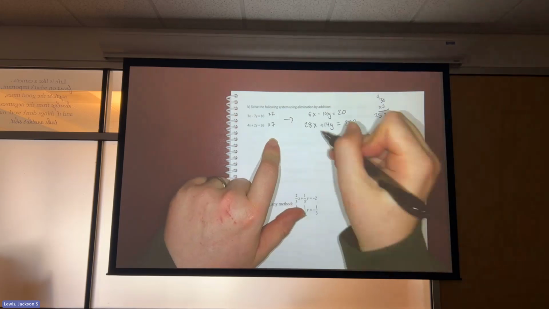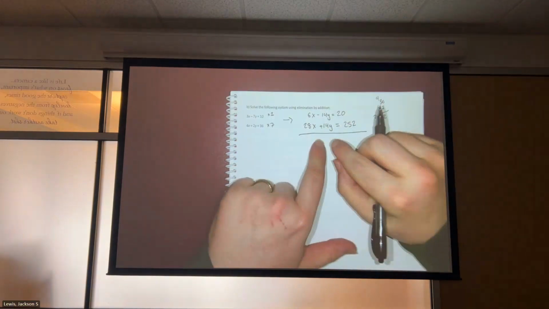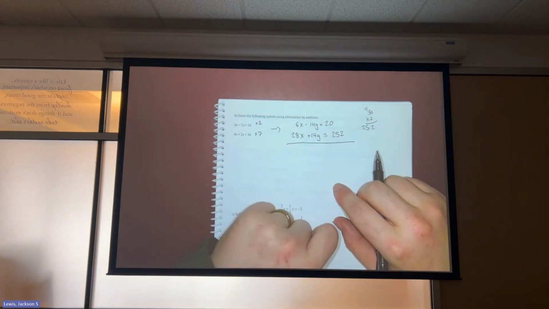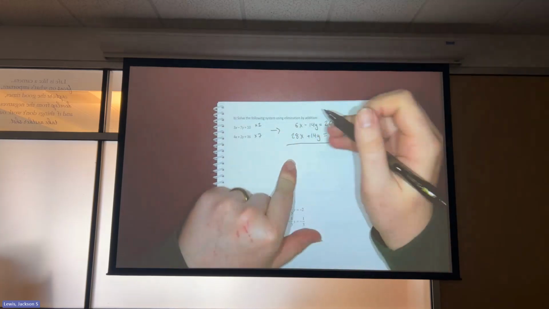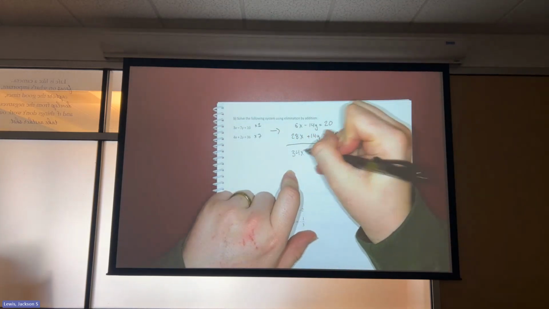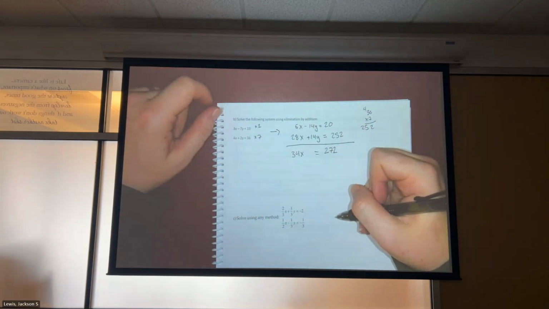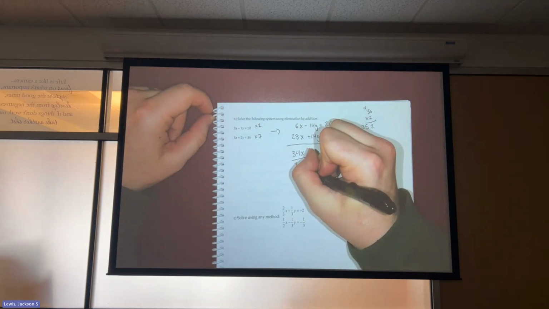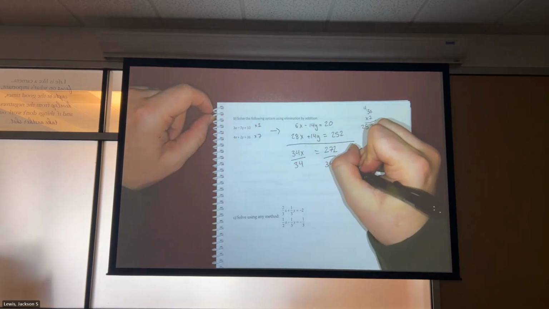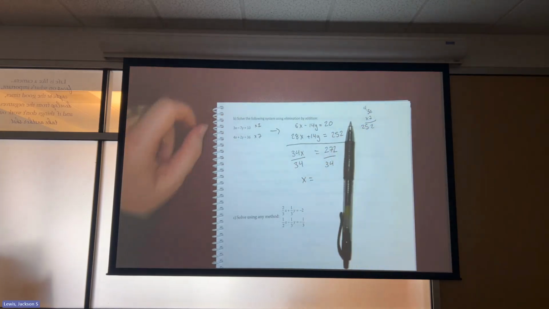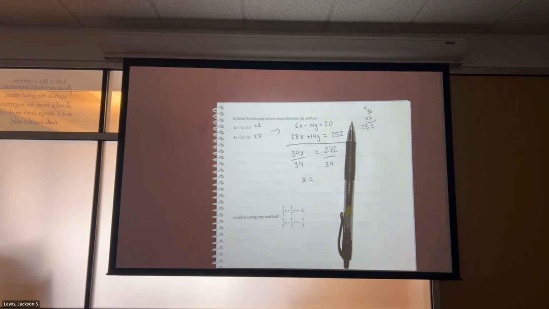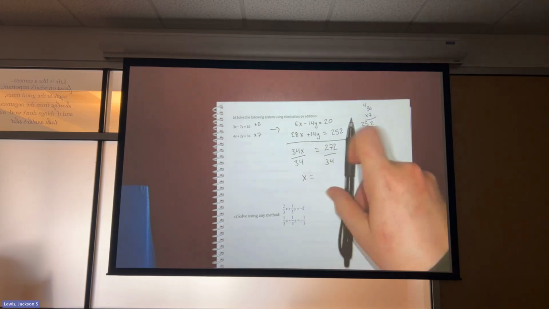Okay. And then I can add these together. I notice that when I add these together, my y's cancel out. So I add up my x values. This is 34x equals 272. Then I can divide both sides, and x equals 8.